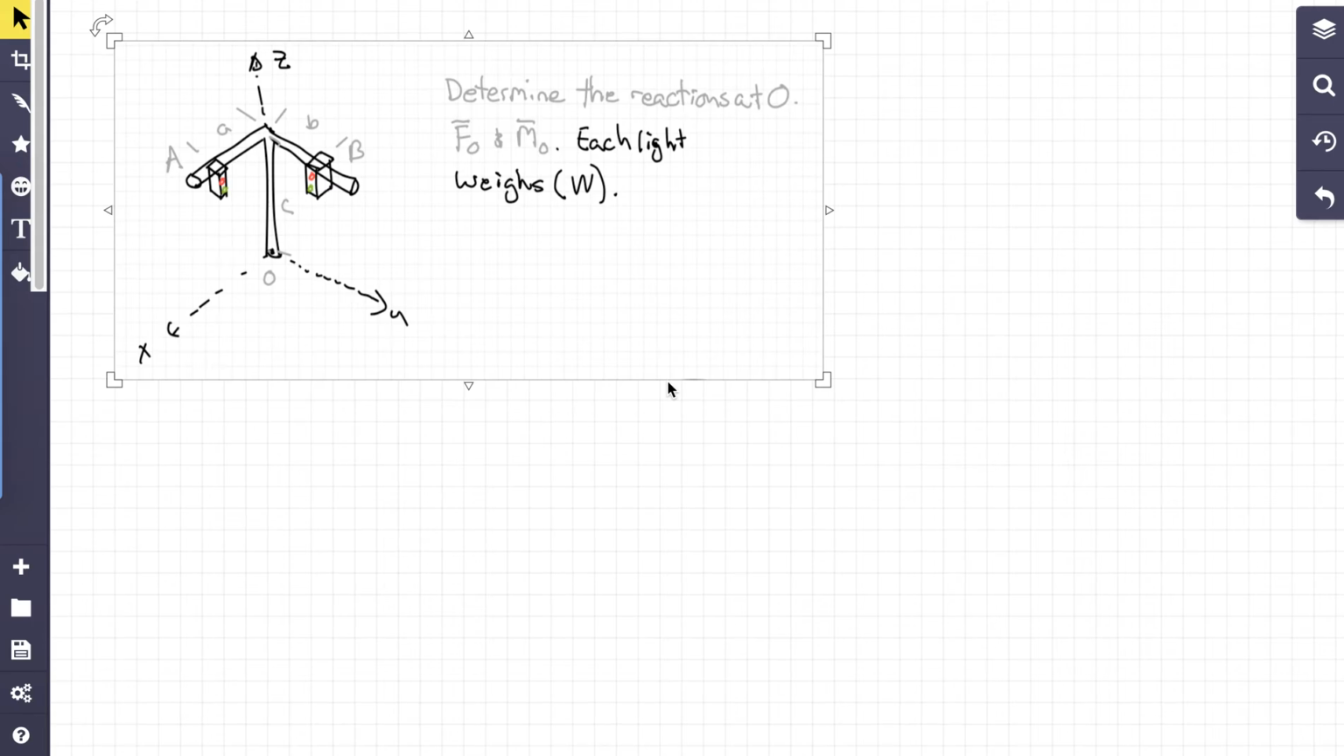Hello and welcome. In this video we're going to discuss three-dimensional equilibrium problems. So we have this item which is supposed to resemble a street light or a street post with lights hanging off. First of all, we're going to ignore the posts and focus on the weights of these traffic lights. And we want to figure out the force and moment about this.